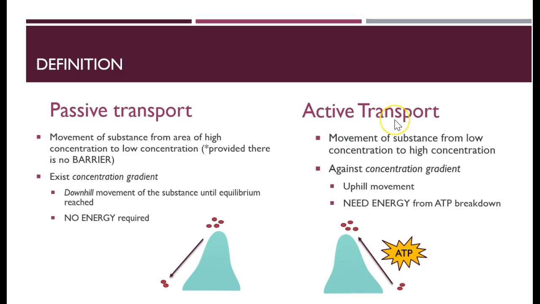Whereas for active transportation, it is a movement of a substance from the low concentration to the high concentration. Since it is against the concentration gradient and the movement is uphill, energy is required. So the ATP needs to break down so that the substance can go uphill against the concentration gradient.